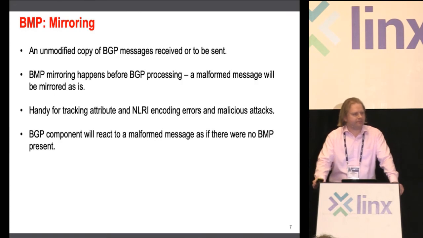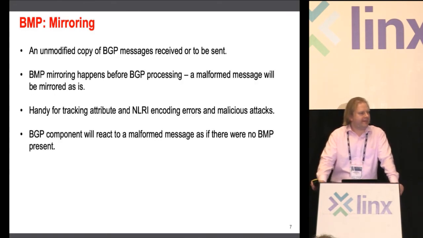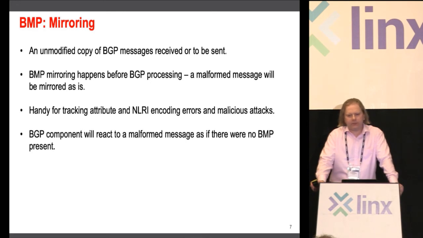So, mirroring. A mechanism of taking the message before processing by the BGP component, just as it is received on a wire, and also before it is sent out on a wire after the generation. What it allows is to detect malformed, intentionally or unintentionally malformed BGP messages. And it allows for seeing in a machine-formed and more or less unified way problems like malformed attributes or some forms of attacks based on that.